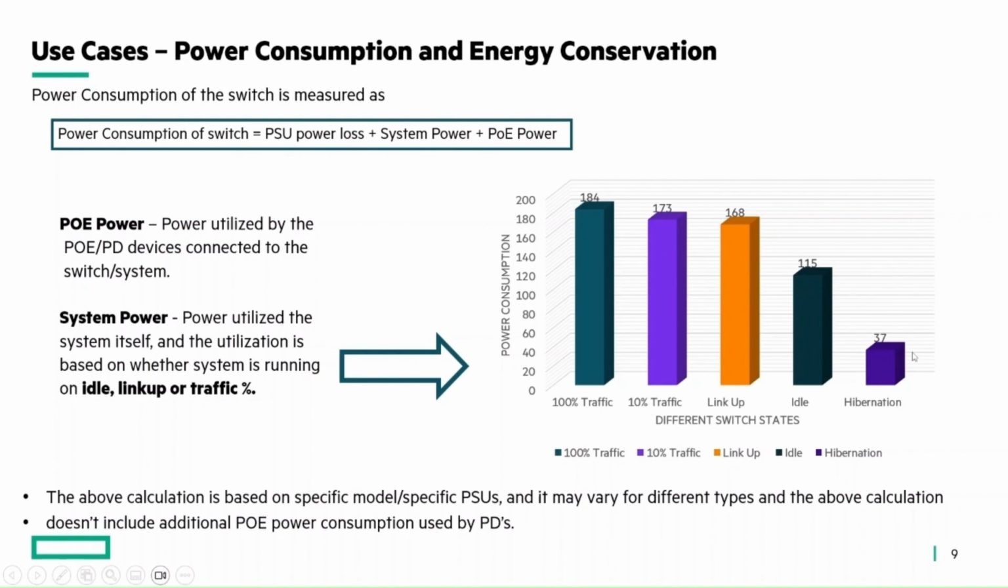The point to note here is the hibernation. You can see that when the switch is put into hibernation, the power consumption of the switch should be 37 watts. So you can see the significant decrease in the power consumption here.